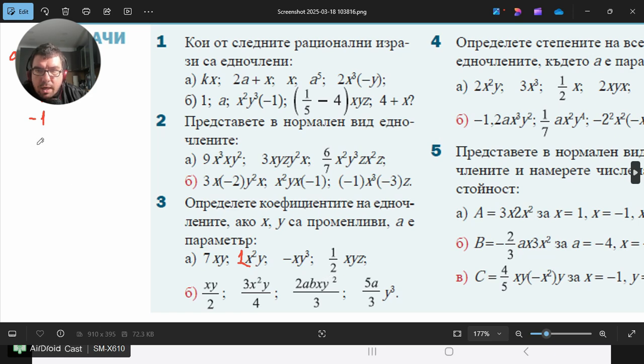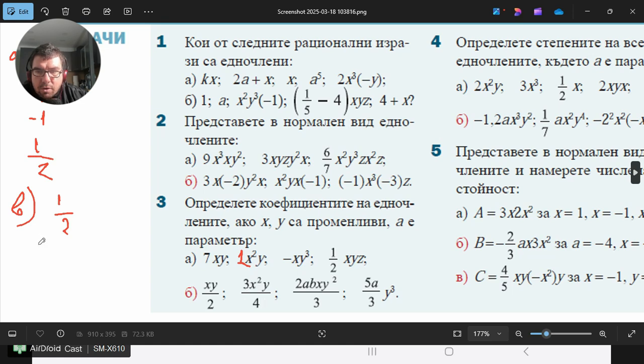And here is 1/2. Okay. So these are for A. For B now is 1/2 again. This is the constant. I'm multiplying. So this is 1/2 times x times y. So the constant is 1/2.